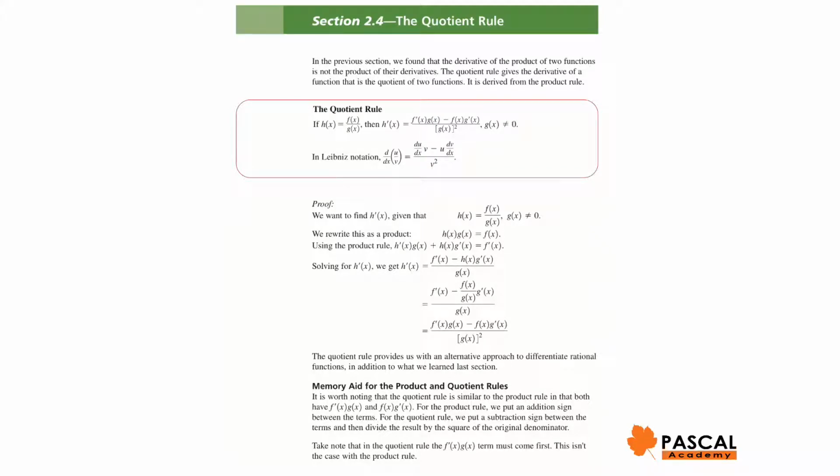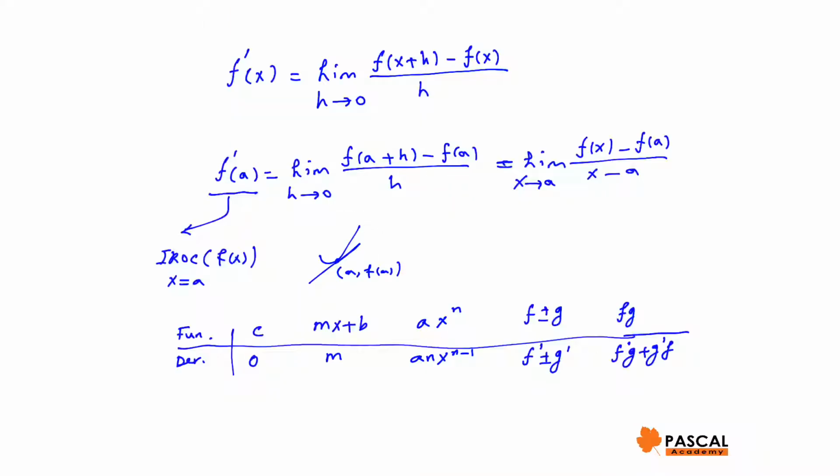Chapter 2 Derivatives, Session 9. In this session, we are going to work on Section 2.4 from the textbook, the Quotient Rule. Let's look at what we have done in this course.